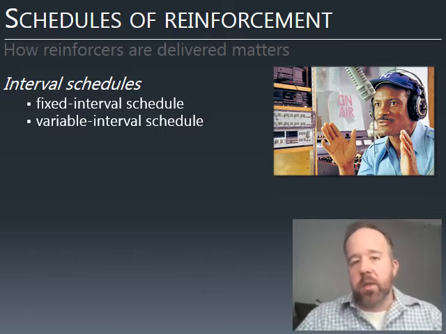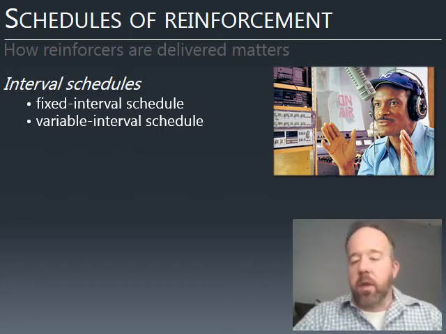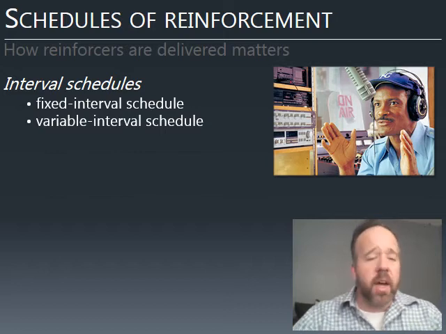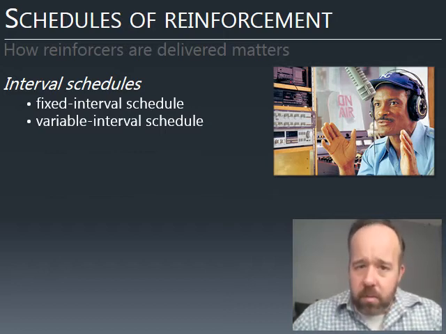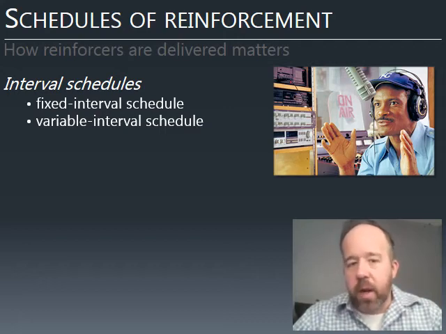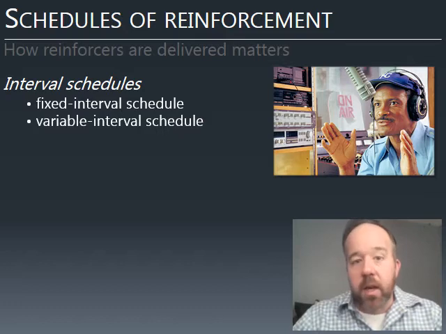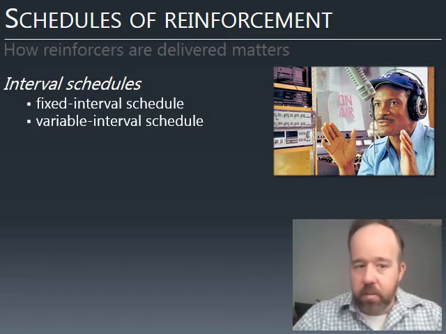But the amount is uncertain. You have a range, you have an average amount of time that you'll need to wait for. So that is a variable interval schedule. So you just have an average amount of time that has to be waited on before you can exhibit your response and get the reward, get reinforced.